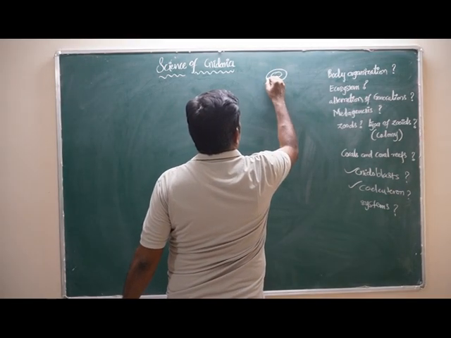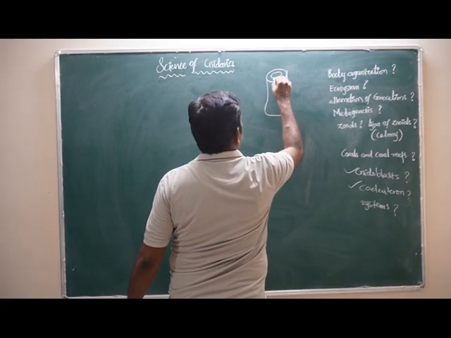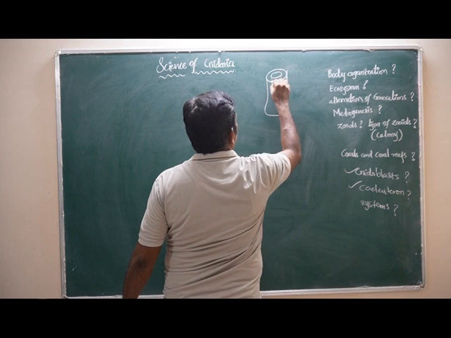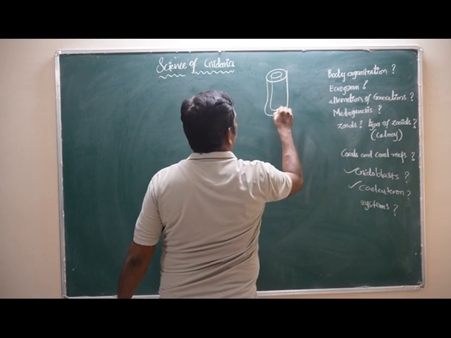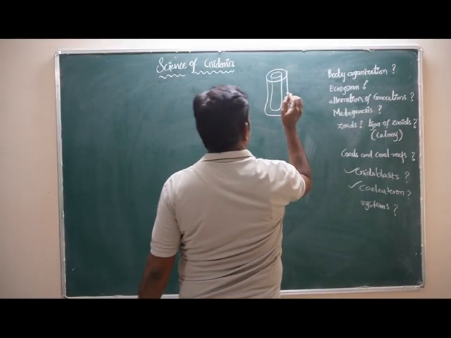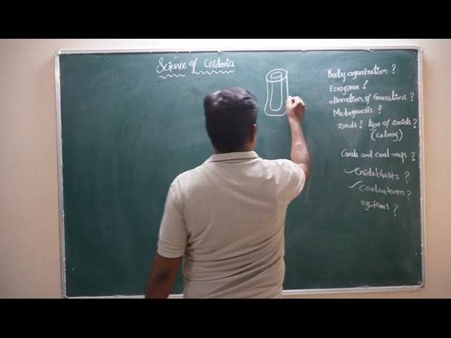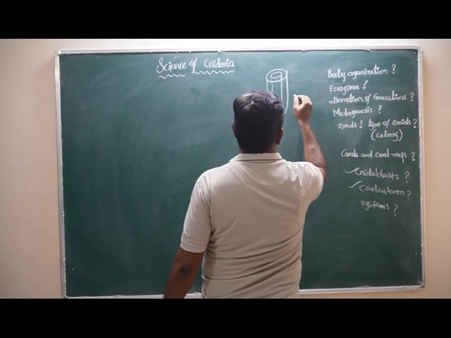These are diploblastic animals. During embryonic development, only two layers are formed. These two layers are ectoderm and endoderm. They develop like this into the adult organism. This is a sea anemone, for example. All the cnidarians are diploblastic animals. For example, I am taking the sea anemone.